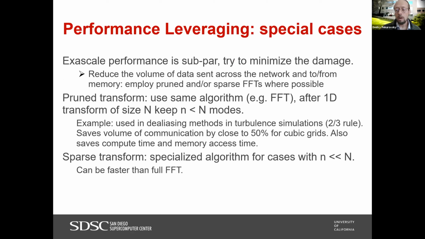I want to talk briefly about performance leveraging for special cases. Since, as I mentioned, Fourier transforms are notoriously difficult to scale because they stress bisection bandwidth, we need to try to somehow minimize the damage. So in the cases where pruned transforms are needed, you don't need to preserve all of the output, only part of the output. That allows an opportunity to save bisection bandwidth and improve performance. So that will be a specialized case. An extreme example of that is sparse Fourier transforms.